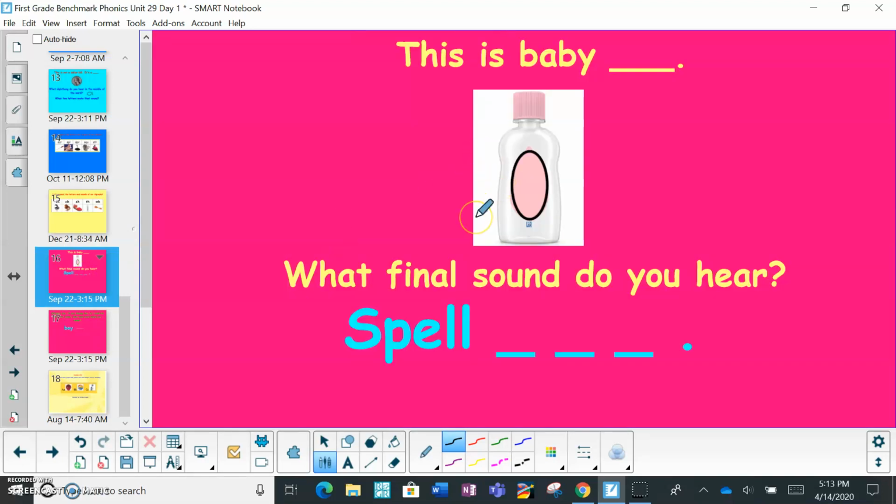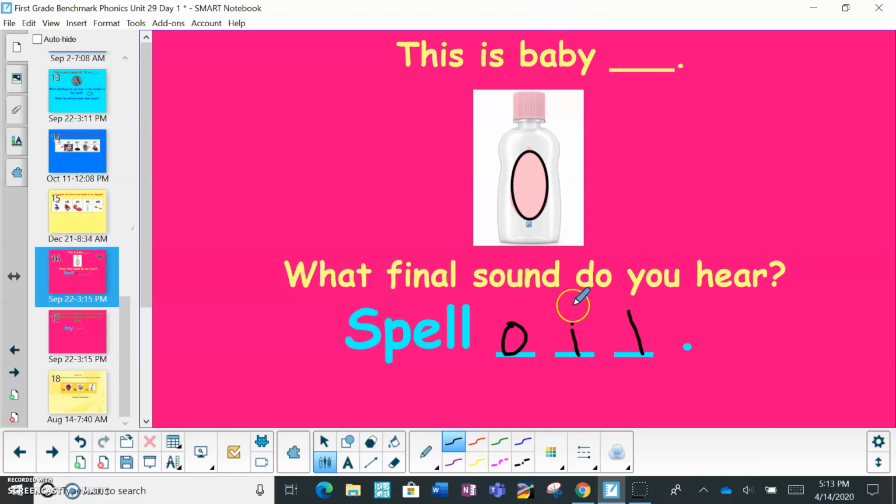All right, this is baby oil. What final sound do you hear in oil? I hear an L, so I'm going to write it right here. And I bet we could add these 2 letters too to make this word. How would we write that oi sound at the beginning of a word? Well, if OY is only at the end, then OI must be for at the beginning for oil.